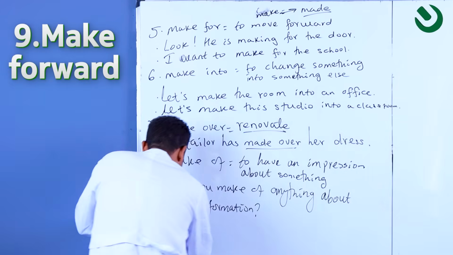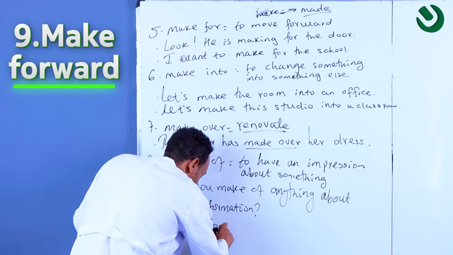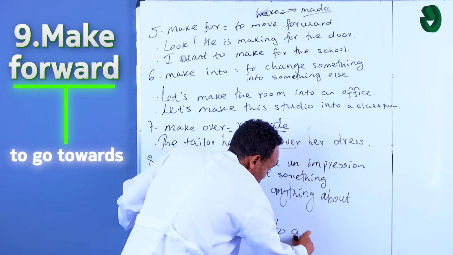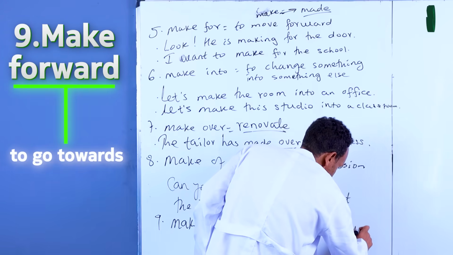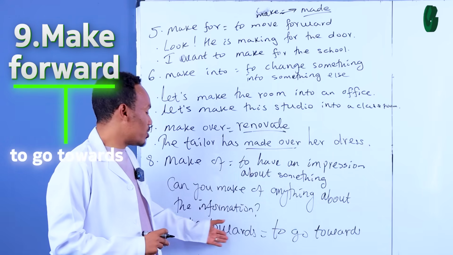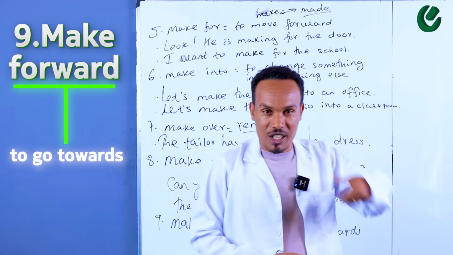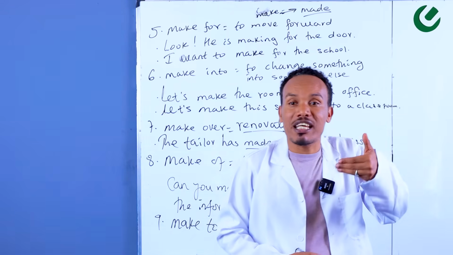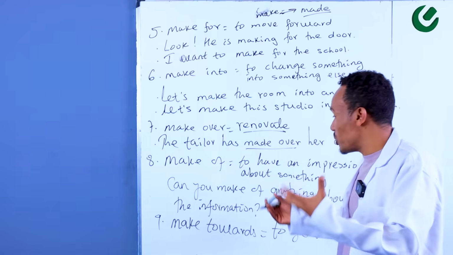Okay. Number 9 is make towards, sorry. Make towards. It means to go towards. To go towards something. I'm making towards the school, or you can say I'm making towards the shop. I'm making towards the supermarket. Yes or no? I'm making towards the bus station.